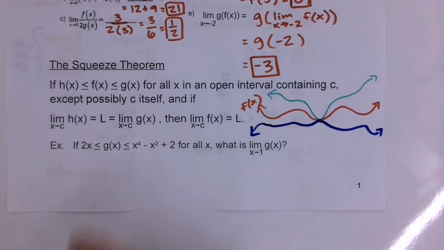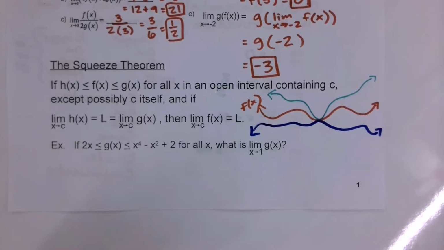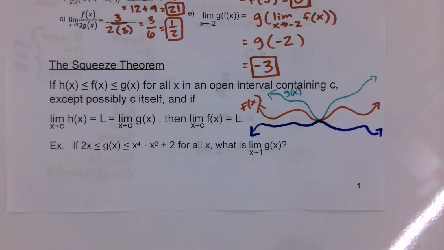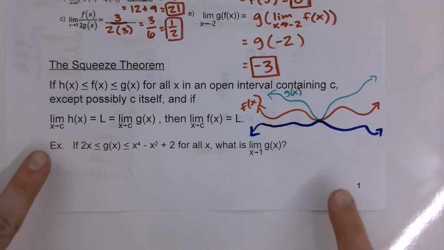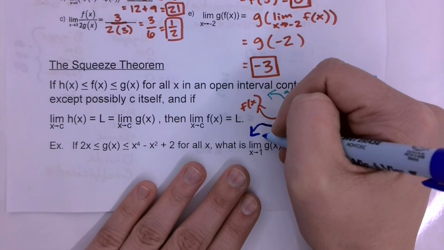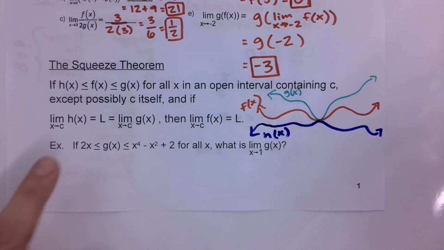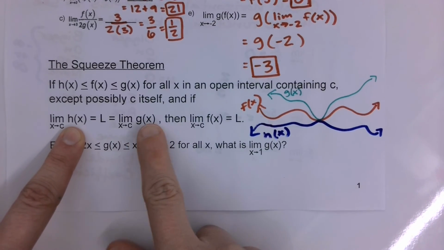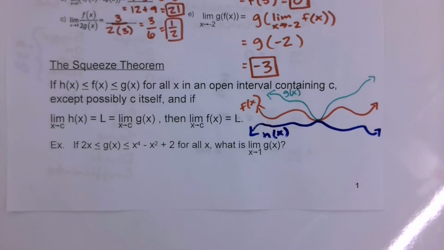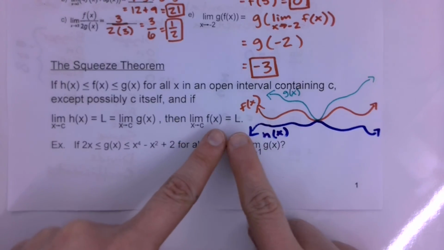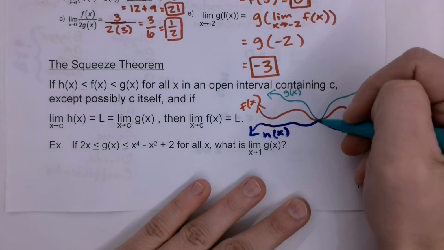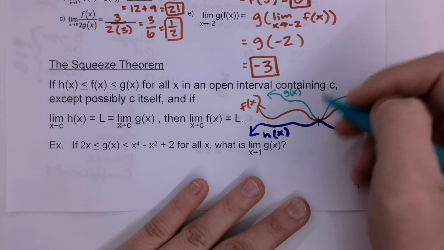So if we've got this where one is below the middle one, which is always above the top one, or below the top one, and then we also know that the limit as x approaches c of the top and the bottom one are the same. So this is saying that your limit as x approaches c of h of x and as it approaches g of x, so our bottom and our top, end up being the same thing. Then that means that the limit as x approaches c of the middle function also has to be that. So they're squeezing them together, that's where the squeeze theorem comes from.